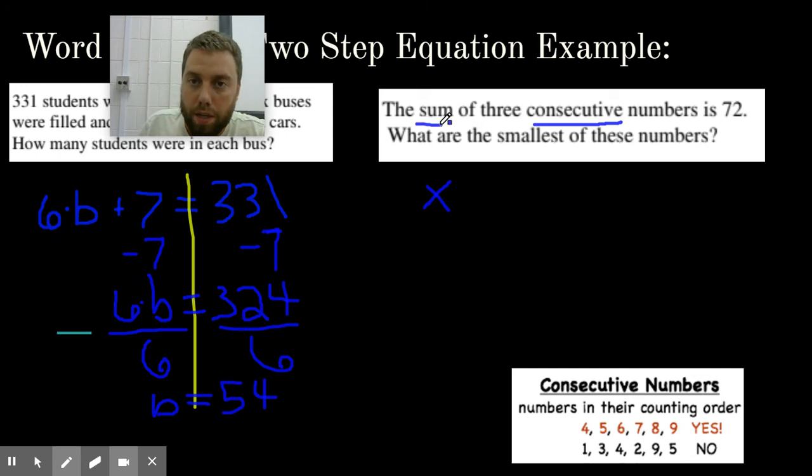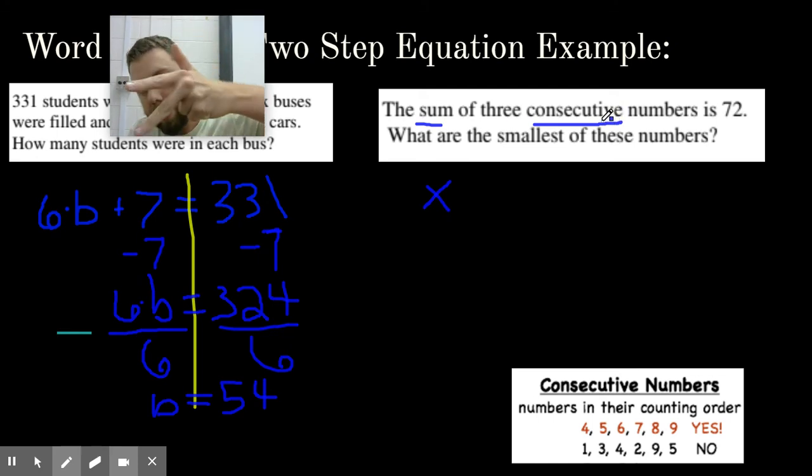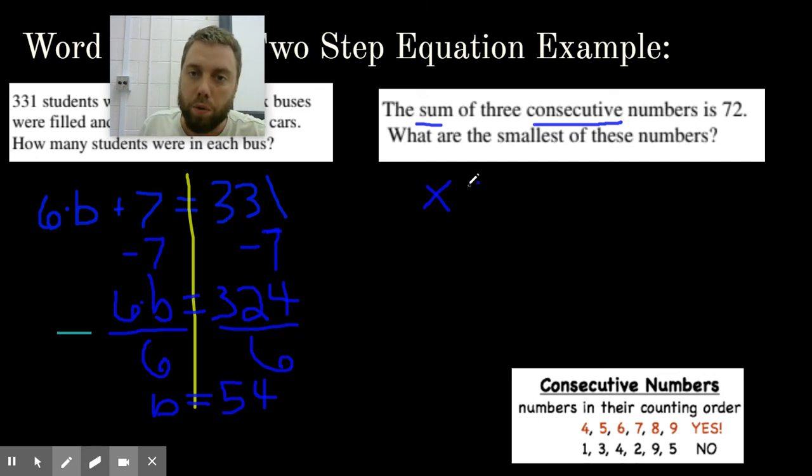So the sum tells me I'm adding. If I take the sum of 3 consecutive numbers, 5, 6, 7, right? 1 plus 1 more plus 1 more, right? So I'm going to add x plus 1. Why am I adding x plus 1? Well, let's say the smallest of these numbers is 5. The next one would be 6, 5 plus 1, okay? Plus the next number, which let's say is 7, 5 plus 2, okay?